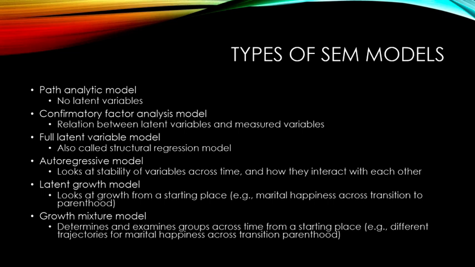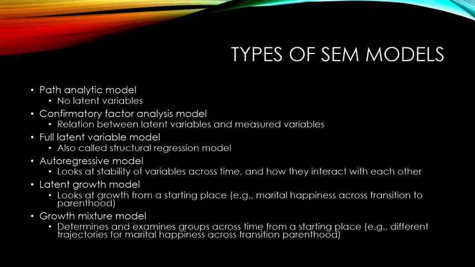Like an autoregressive model, that looks at the stability of variables across time and how they interact with each other. So you may look at like how does alcohol use change across time and its association with like parental strain or relationship strain, where you can look at how does this look across time and also how they impact each other. So we're able to account for the variable in the past and how it influences in the future while also looking at a covariate.